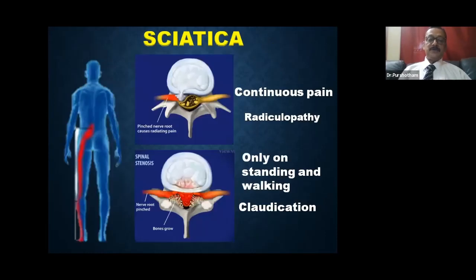So this is a picture to differentiate between a radiculopathy and claudication. Claudication is a typical symptom of spinal canal stenosis. So it happens only on standing and walking, whereas radiculopathy is present continuously, whether the patient does any other work or only while lying down he gets some relief. So this is exactly the pinched nerve root in radiating pain, whereas in spinal canal stenosis, this is what happens, spurs or growths in the canal.